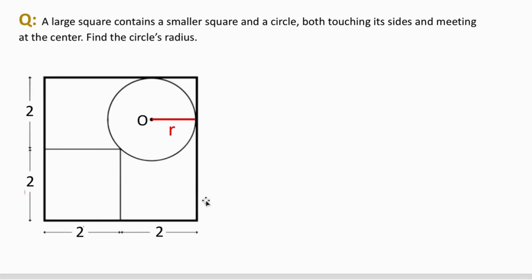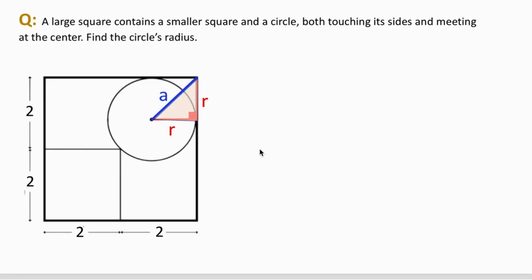We show the center of the circle by O, and the distance between point A here, where the circle touches the large square, and point B, the corner of the square, is R. These two red lines are perpendicular to each other, and now we draw a line connecting point O and point B like this. We show the length of OB by A, and OAB is a right triangle.